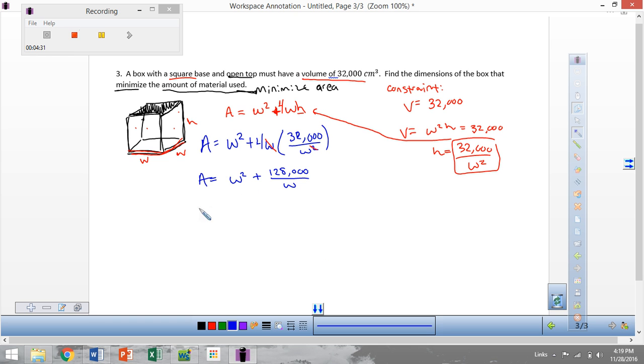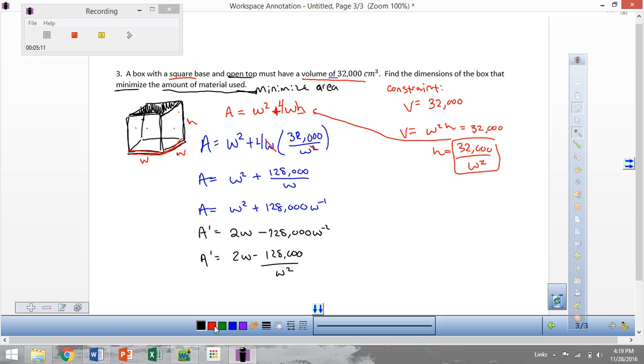Okay, again, if you have any variables on bottom, it might be beneficial when you're taking the derivative to make that W to the negative first. Now we take the derivative and we get A prime to be 2W minus 128,000 W to the negative second. And then I'm going to rewrite, putting that back on bottom. So 2W minus 128,000 over W squared.